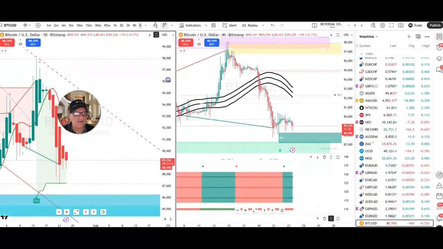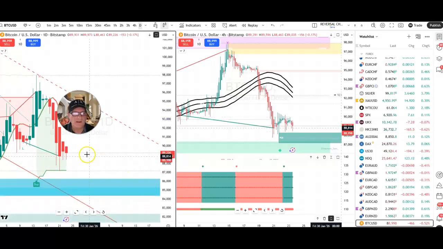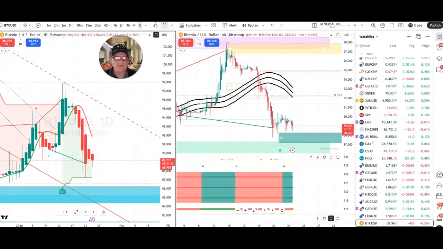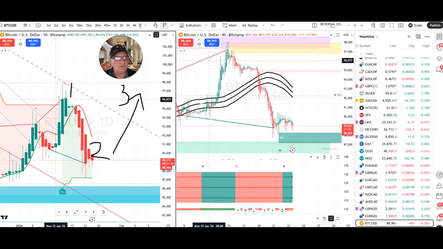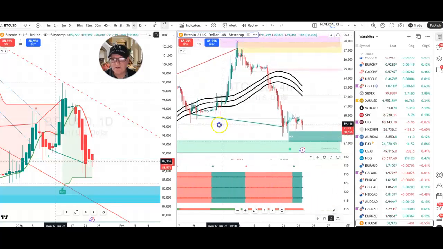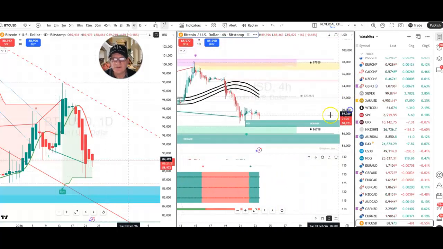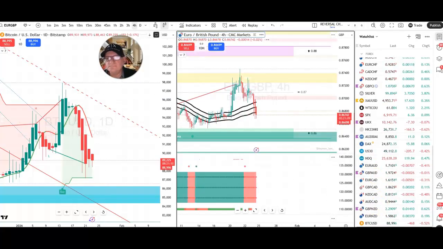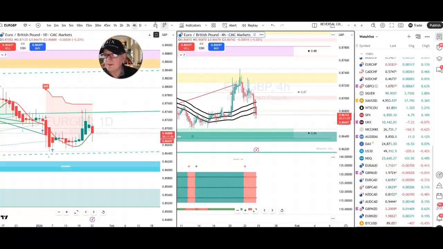Now, Bitcoin's looking interesting to me. I'm not buying it or anything. I don't trade Bitcoin. But we have a change of character. We have the 1, 2, 3 on the daily. So that could be an opportunity to come into. It is currently looking like it's heading into a convergence divergence situation. So you could find that this goes back up to 96,782 or thereabouts. Yep, so keep an eye on that one.